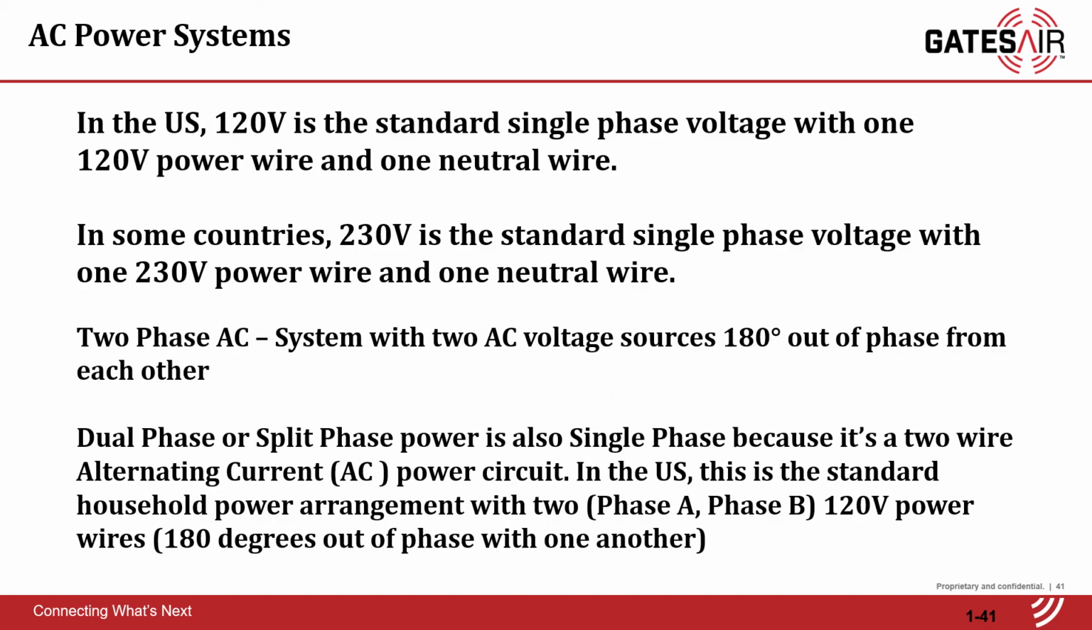In the United States, 120 volts is the standard single-phase voltage, with one 120-volt power wire and one neutral wire. In some countries, 230 volts is the standard single-phase voltage, with one 230-volt power wire and one neutral wire. In the US, most household voltage is dual phase, 240 volts plus a neutral, where each hot lead to ground is 120 volts and each one is 180 degrees out of phase from the other.